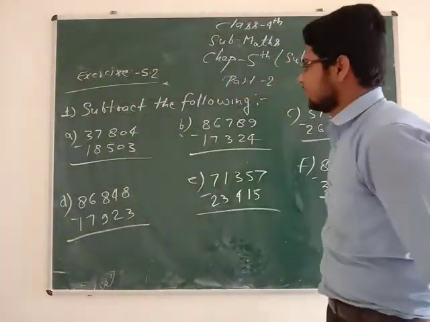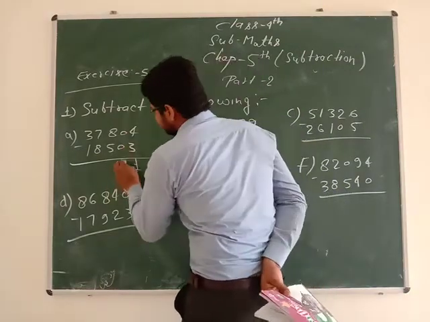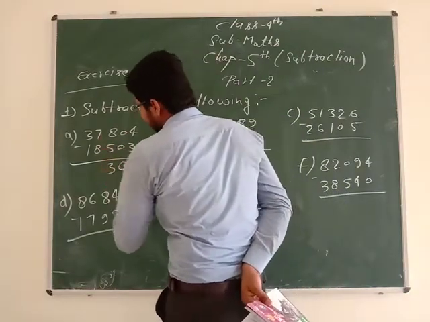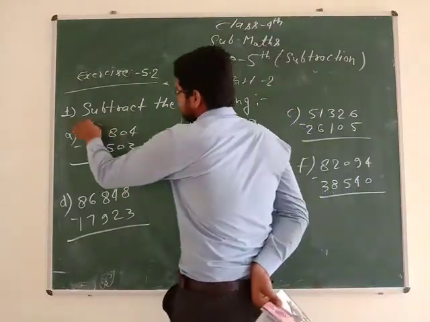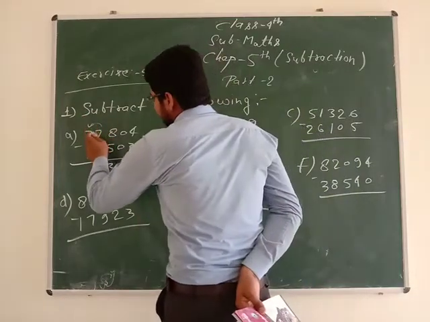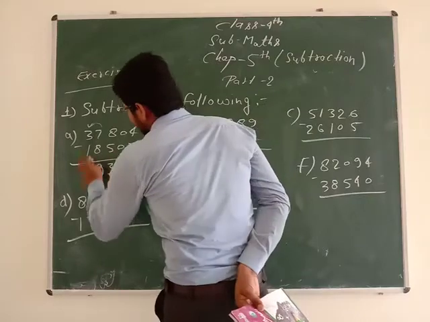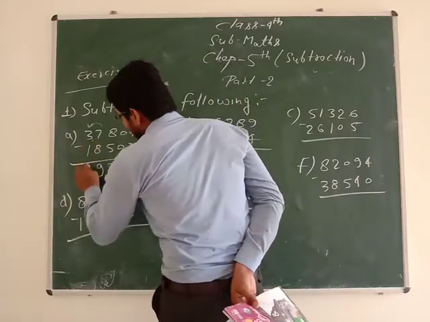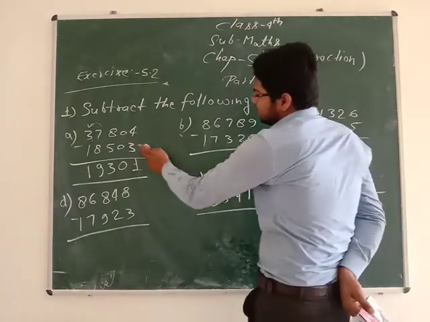So let's subtract it. 4 minus 3, we got 1. 0 minus 0, 0. 8 minus 5, 3. 7 is less than 8, so we have to take borrow. We got borrow, it would be 10. 10 plus 7, 17. 17 minus 8, 9. And it is now 2. 2 minus 1, 1. 19,301 is the answer.